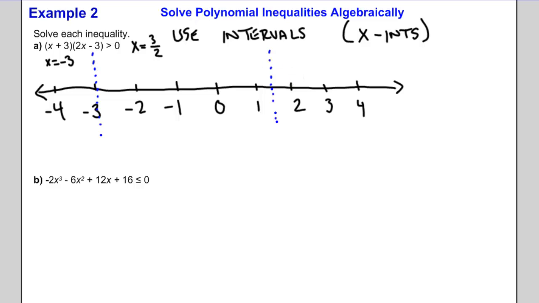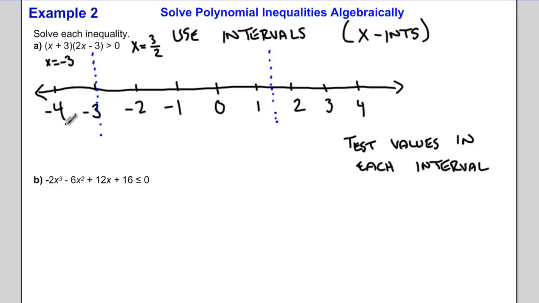And then I'm going to test values in each interval. And I'll pick easy values. So looking at my interval that's less than -3, I'm going to test a value of -4. And I don't really care what the value turns out to be. I care about the sign of the full expression.